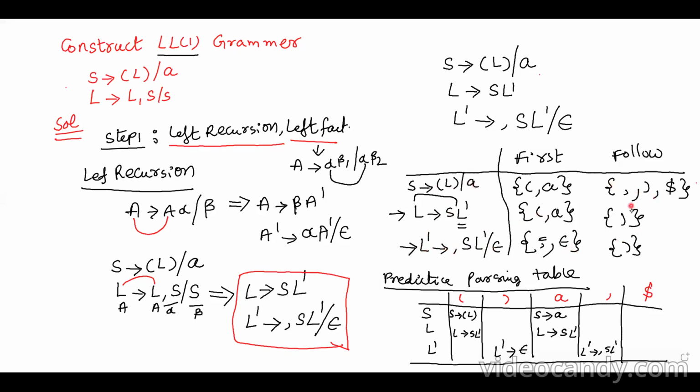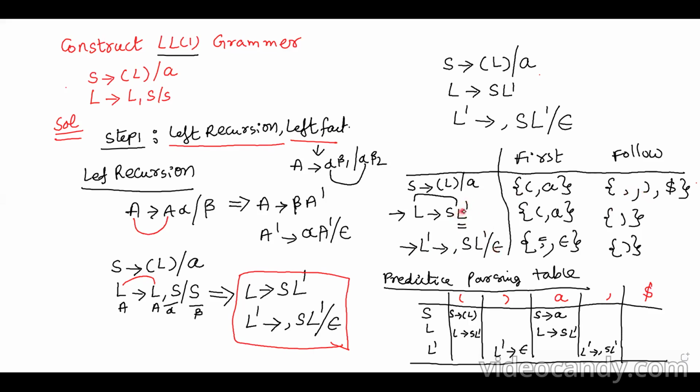Now we are going to find the follow. How to find the follow? For follow of S, you must check where capital S appears on the right side. I have capital S here. Follow of S is first of L dash. First of L dash is comma, epsilon. You substitute comma here, then you get comma. If you substitute epsilon, it will vanish.